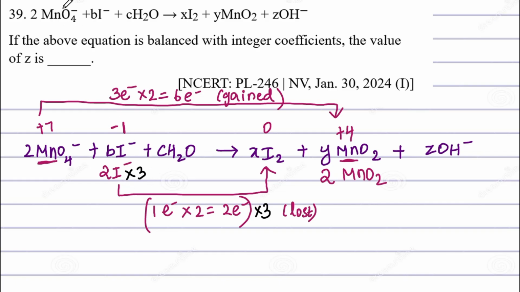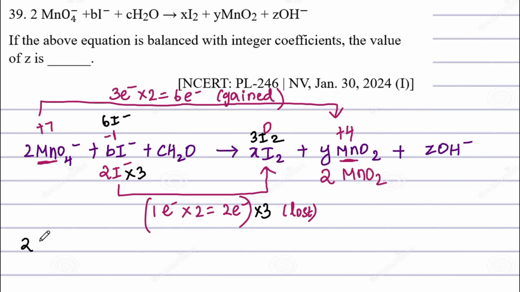So let us write that. 6 I- is involved. Then in the product also 6 iodine atoms should be present. Already 2 iodine atoms are there in I2. So here you have to write 3 to balance with the reactant, 3 I2. So now we have already balanced the oxidizing agent and the reducing agent.